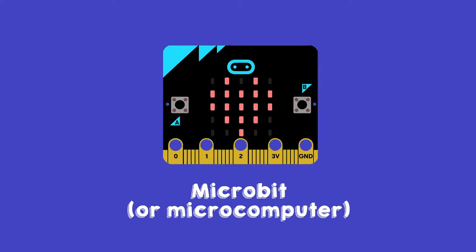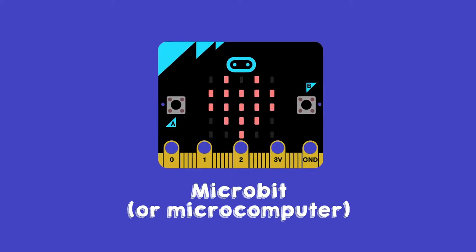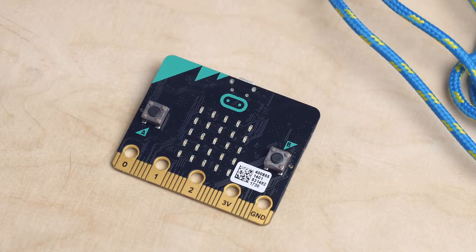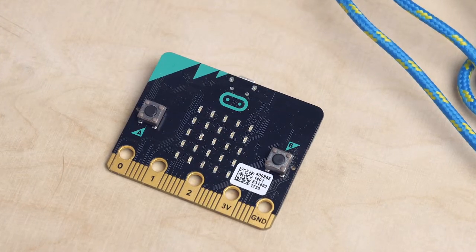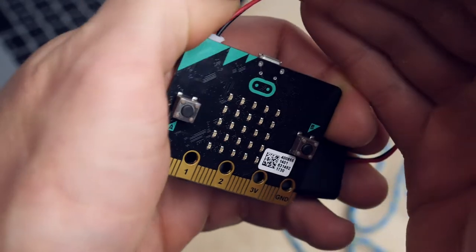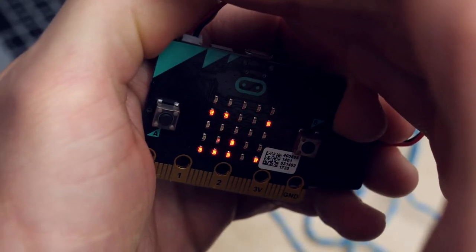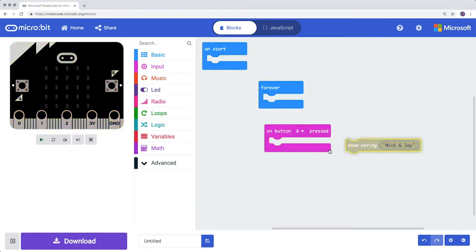My name is Mick. This is a microbit. In this mission, you are going to program it. A microcomputer is a tiny computer with which you can easily make a lot of fun things. In this mission, you will discover how such a microcomputer is constructed, what it can do, and then we are going to program it with real code so that it will show your name in lights.